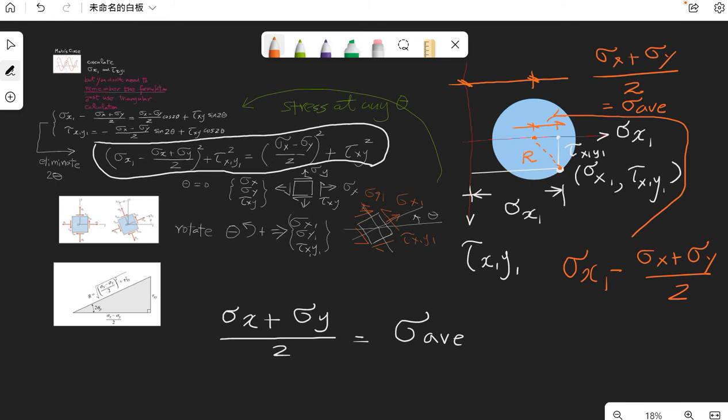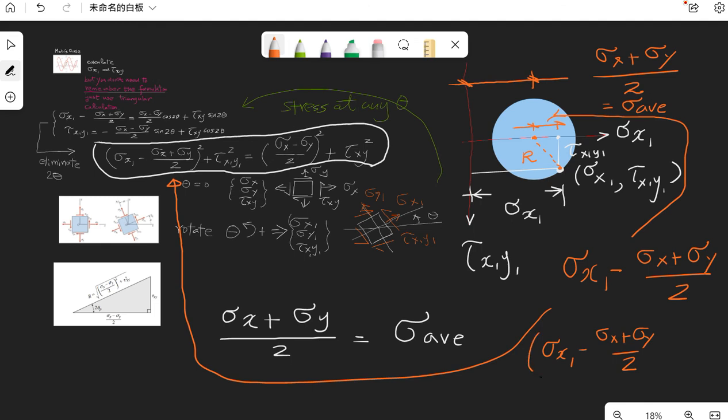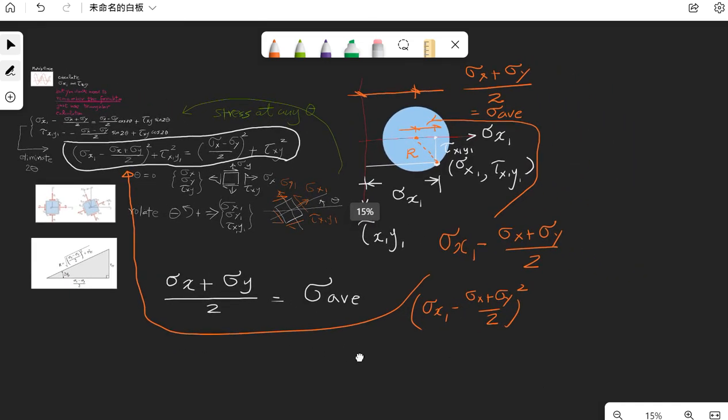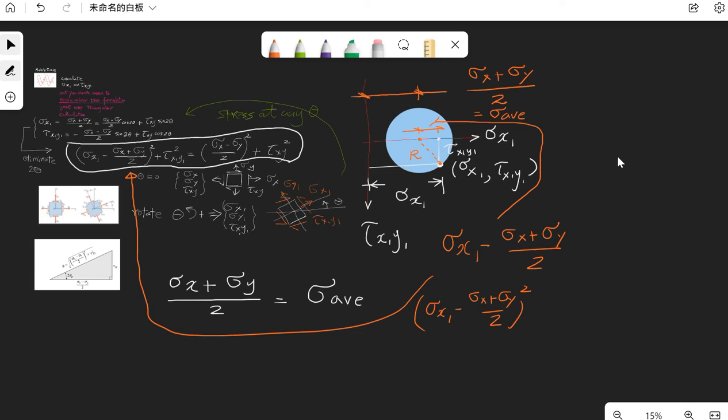So in this case, from the equation, you will look here: sigma x1 minus sigma x plus sigma y divided by 2, and the square, plus tau x1 y1 square. This is the formulation.